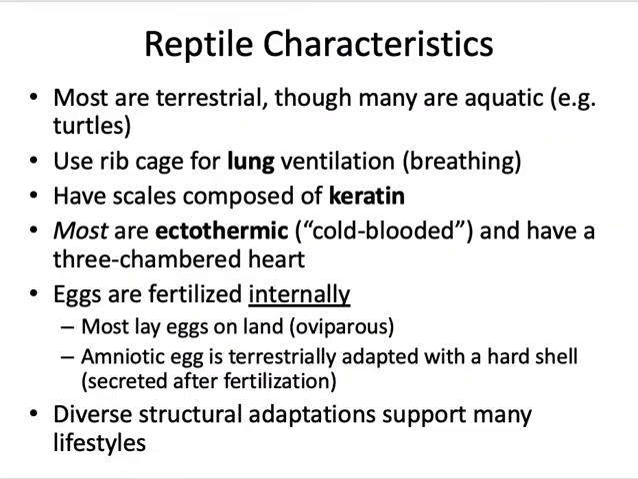All right, back up to the general features of reptiles. Most are going to be terrestrial, but of course there are some aquatic species like turtles. They use the rib cage for the ventilation of their lungs, so a full rib cage to support breathing. Reptiles have scales covering their body composed of keratin. So keratin is a structural protein that we talked about in Unit 1.